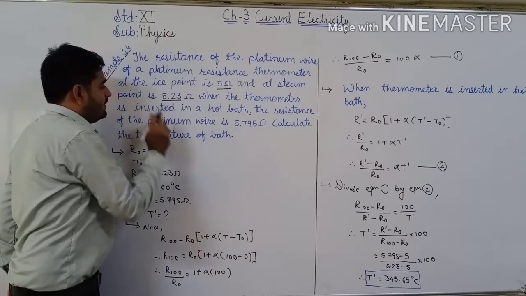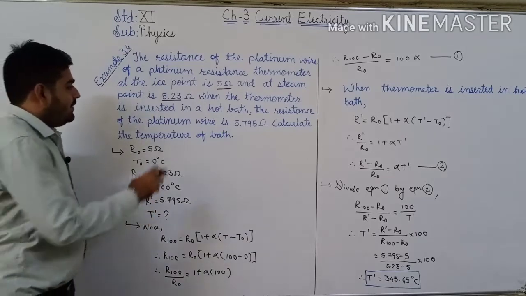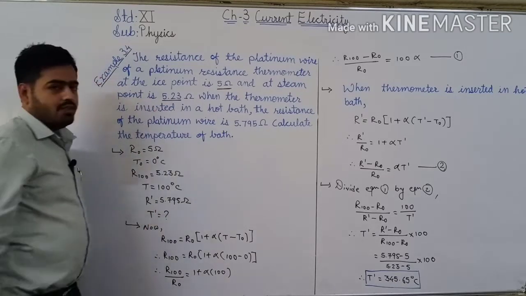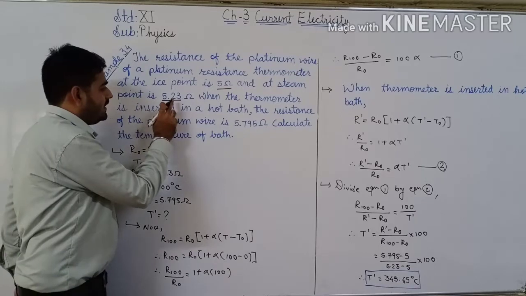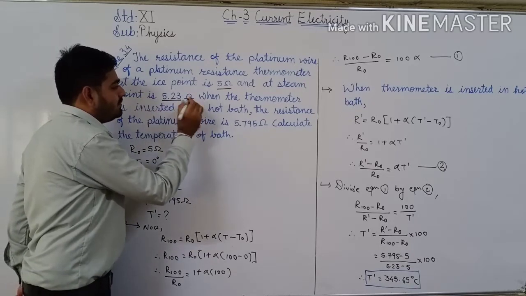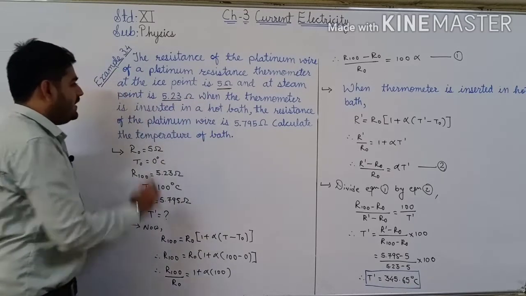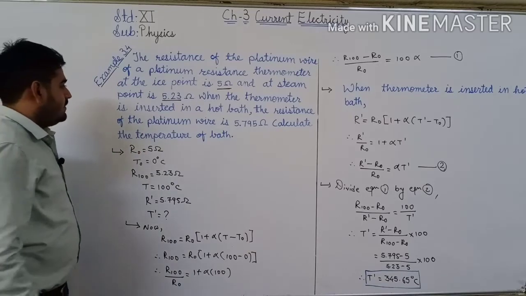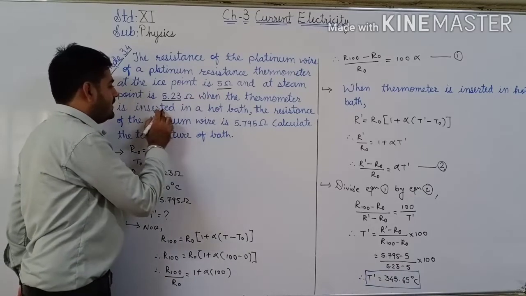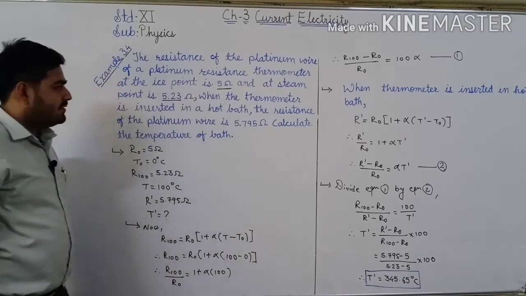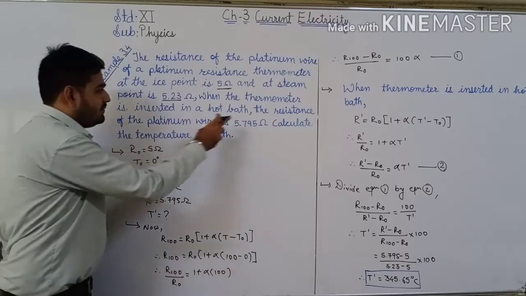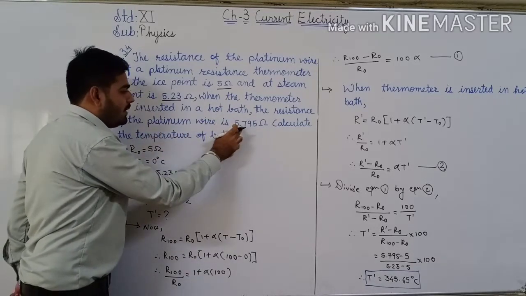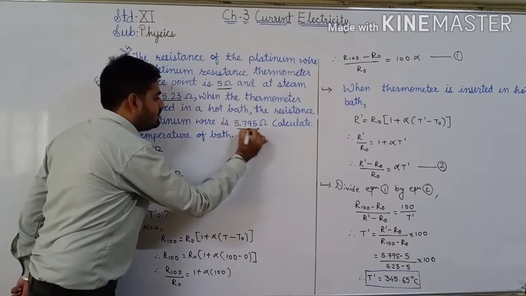At steam point, the value of resistance we have to take is 5.23 ohm. So here make a correction, 5.23 ohm. When the thermometer is inserted in a hot bath, at that time the resistance of platinum wire is 5.795 ohm.